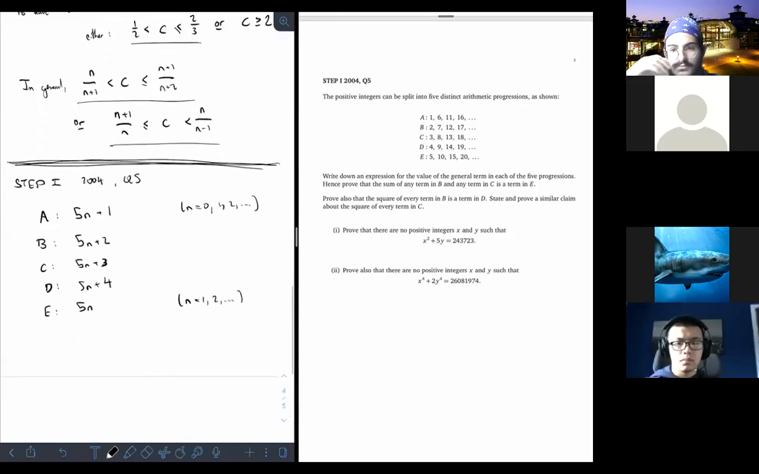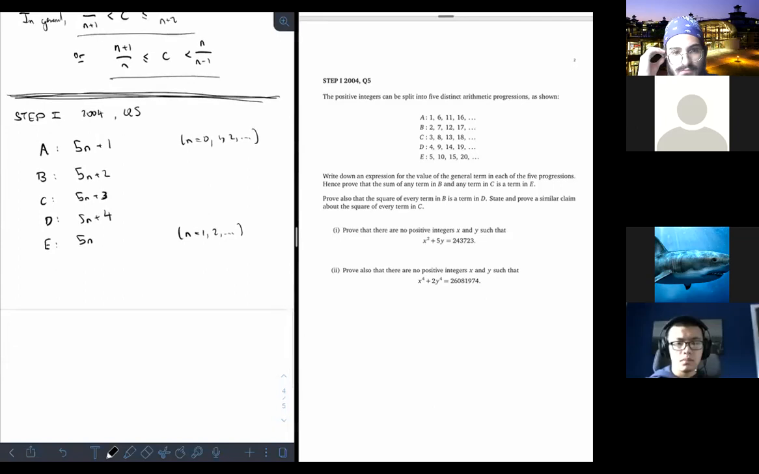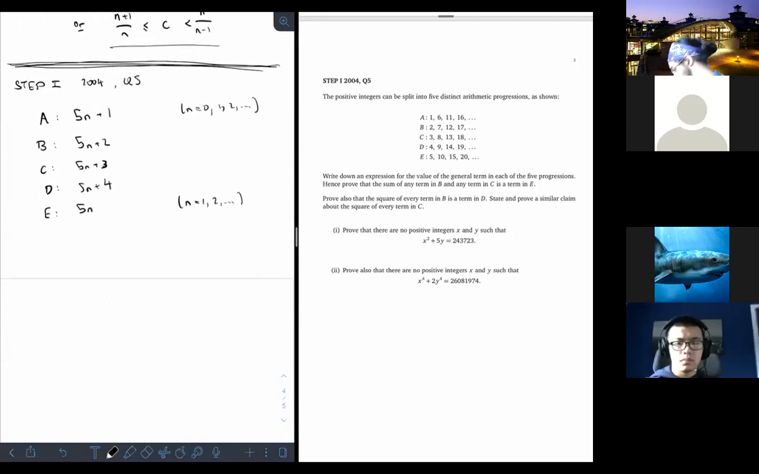Okay, then it says, hence prove that the sum of any term in B and any term in C is a term of E. So if we write down a general term in B, this is of the form 5n plus 2. And if we add any term in C, which is of the form 5m plus 3, it could be another positive integer.